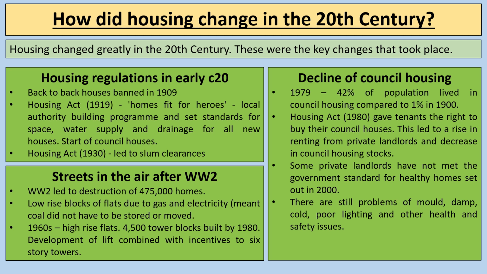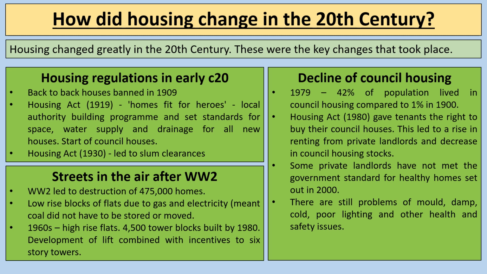In the 1960s, we have high-rise flats. 4,500 tower blocks were built by 1980. The development of the lift, combined with incentives to build 6-storey towers, led to a big increase in those. After 1979, when Thatcher became Prime Minister, there was a decline in council housing. 42% of the population lived in council housing, compared to 1% in 1900. The Housing Act of 1980 gave tenants the right to buy their council houses. That led to a rise in renting from private landlords and a decrease in council housing stocks.